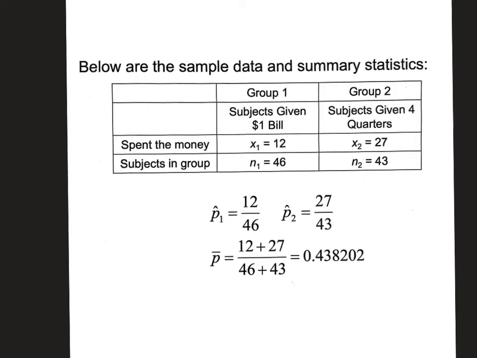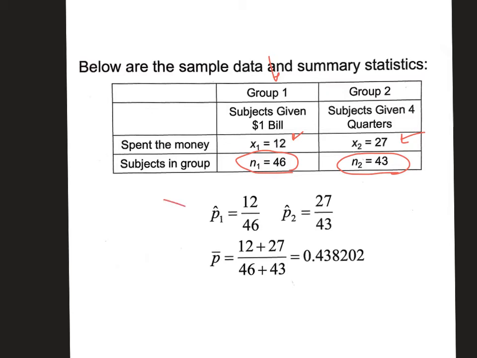Here's what we found with the summary statistics. The first group, sample 1. This is how many people were in the group. This is how many spent the money, just 12 out of 46 when they gave them a dollar bill. If they gave them 4 quarters, there were 43 people in that group, and 27 of them spent the money. All right, so quite a few more spent the money, and the sample's even smaller.